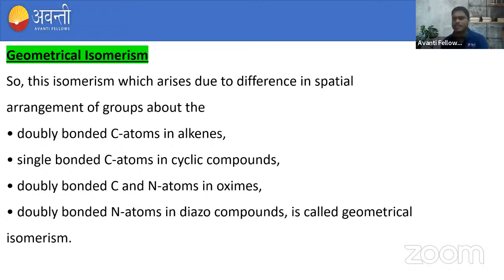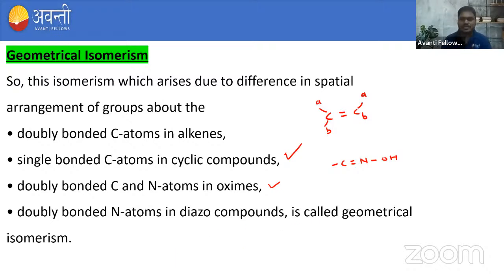If I'm talking about alkene, then the difference in the spatial arrangement of groups about the doubly bonded carbon atoms in alkenes. Like if you have a doubly bonded carbon, then there is a difference between these two groups. Either this will be A and this will be A, or this will be B and this will be B. So we're going to see all these things. Or single bonded carbon atoms in the cyclic compound as well, and doubly bonded carbon and nitrogen atom in oxime, that is RCN and OH, right? So in case of oxime as well, and doubly bonded nitrogen atom in the diazo compound is called geometrical isomerism.